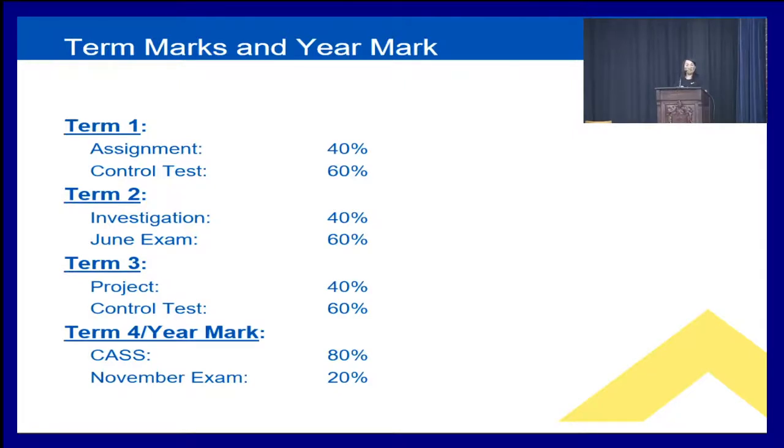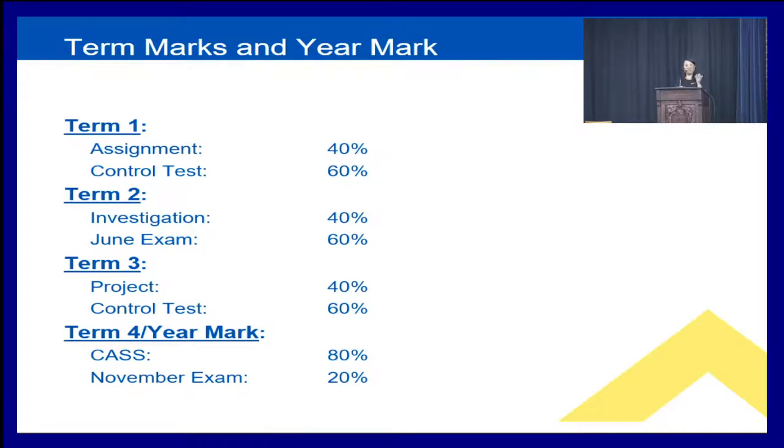This term, what are we going to get? There's an investigation that is counting 40%. The problem now is that the Department of Education has insisted that all assessments get done in class. So there are no more investigations, projects, assignments, anything like that going home anymore, with the learners getting time to do it at home. Everything has to be done in class under test conditions.